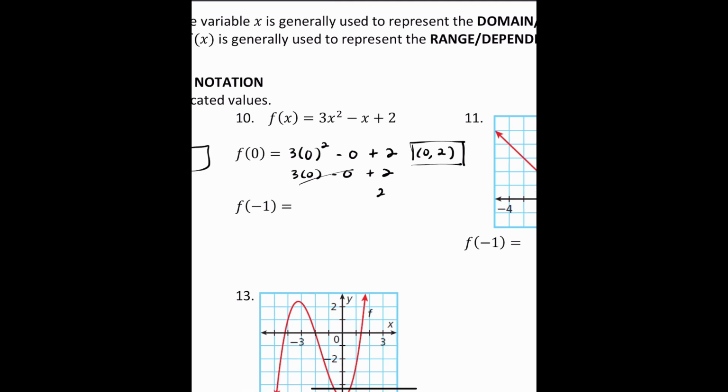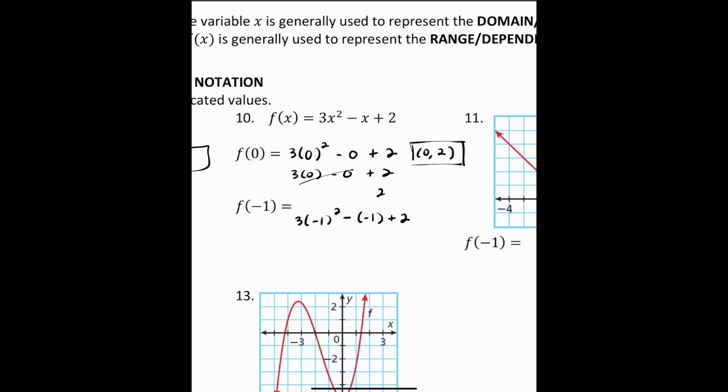So the next thing that we're going to do is figure out what f of -1 is. So again, all I got to do is replace each x value with that input. So I have f of -1 is equal to 3 times -1 quantity squared minus -1. So I have the minus sign, and then I'm replacing the x value here with -1, and I'm putting parentheses around -1, plus 2. So now I got to use my order of operations here.